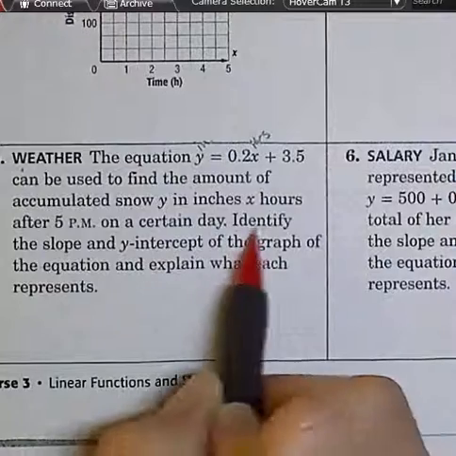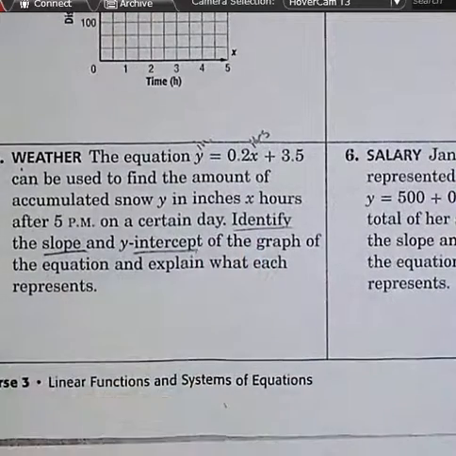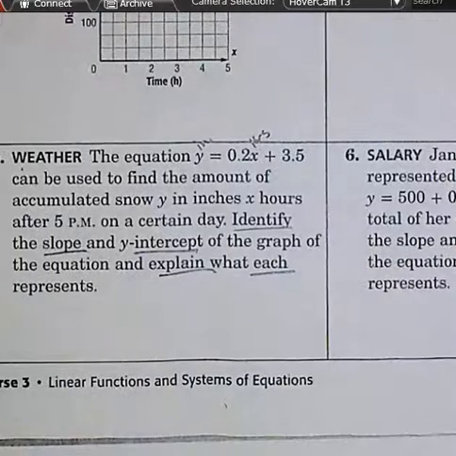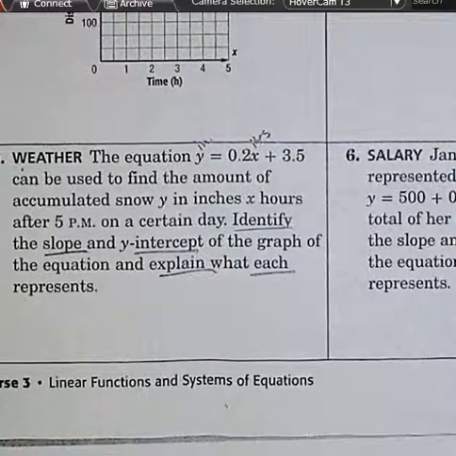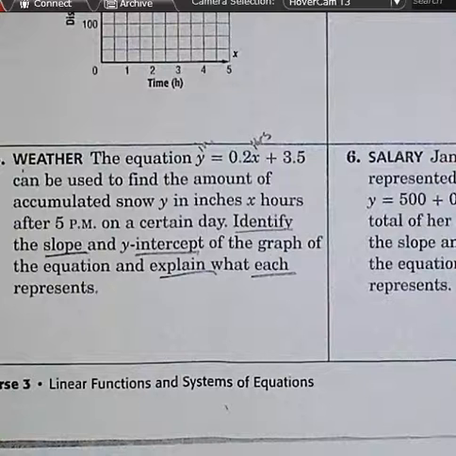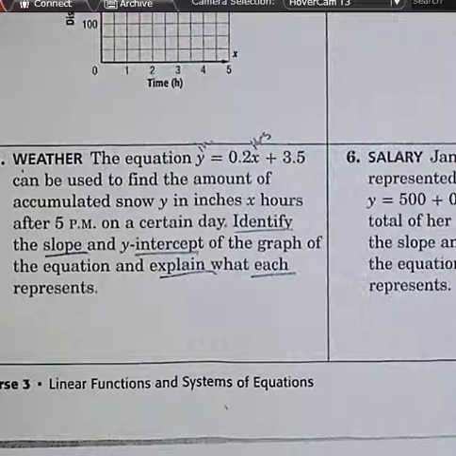We then have to identify the slope and the y-intercept and explain what each represents. So there's actually 4 parts. You have to find the slope and explain what it means. You have to find the y-intercept and explain what it means in the equation. So we're building right off of what we did last week. Slope we've been doing for a while, so we're going to start there.